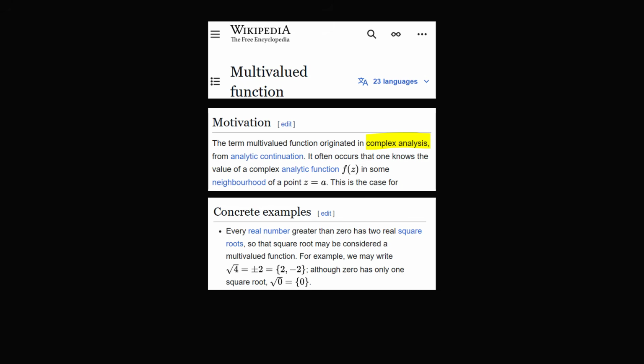For example, we may write the square root of 4 is equal to plus or minus 2, which is two values, although 0 only has one square root. The square root of 0 is equal to 0. I will admit reading this article surprised me, and I was wondering how much of a convention is this actually? Well, it turns out other mathematicians were surprised too. This article ended up as a discussion on the forum MathStack Exchange.